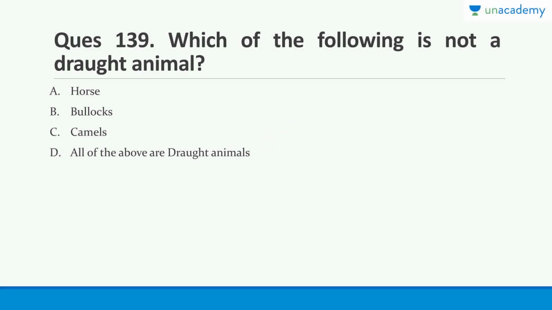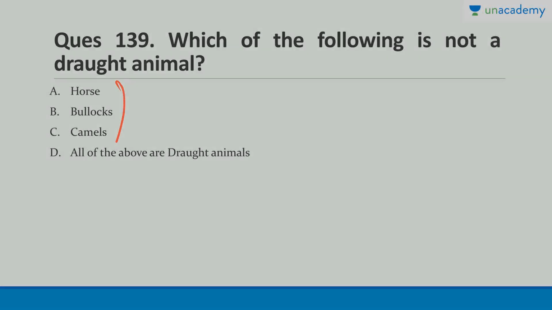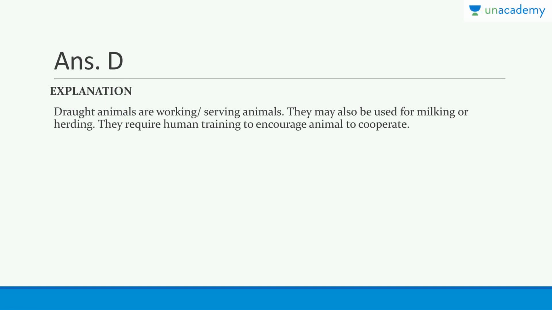Question number 139. Which of the following is not a draught animal? Horse, bullocks, chemicals. So all of them are draught animals. Draught animals are basically working or serving animals. All of these are there. So the answer is D. Draught animals are working or serving animals. They may also be used for milking or herding. They require human training to encourage animals to cooperate.